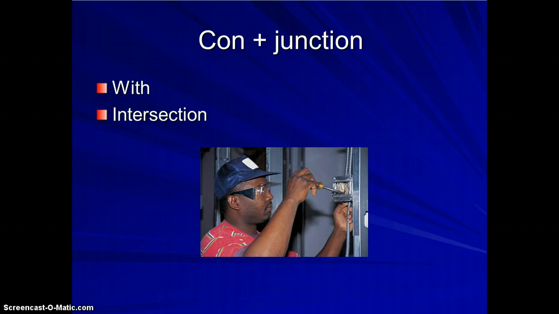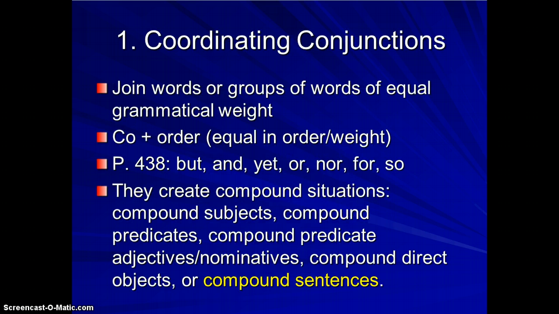Con means with. Junction means an intersection. These words are an intersection. They are joining other words. In particular, the coordinating conjunction is joining words or groups of words of equal grammatical weight. That's why it says coordinating, equal in weight and order. Page 438 in your textbook has more information if you would like to refer to it.